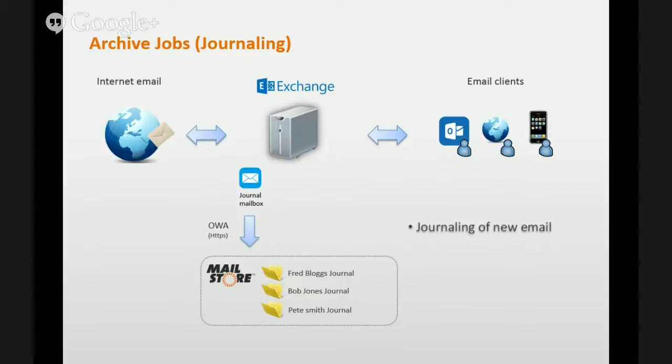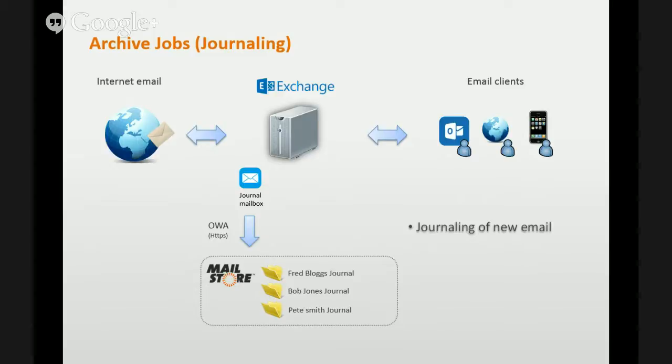And then MailStore goes and collects that journal mailbox, typically over the Outlook Web Access ports. It's actually a HTTPS secure connection, which is why MailStore can be installed on any machine. As long as you've got Outlook Web Access to the Exchange server, then MailStore can get access to the data. When it collects this copied email, it then sorts it based on the email address, either who it's been sent to or who it's been sent from, effectively.